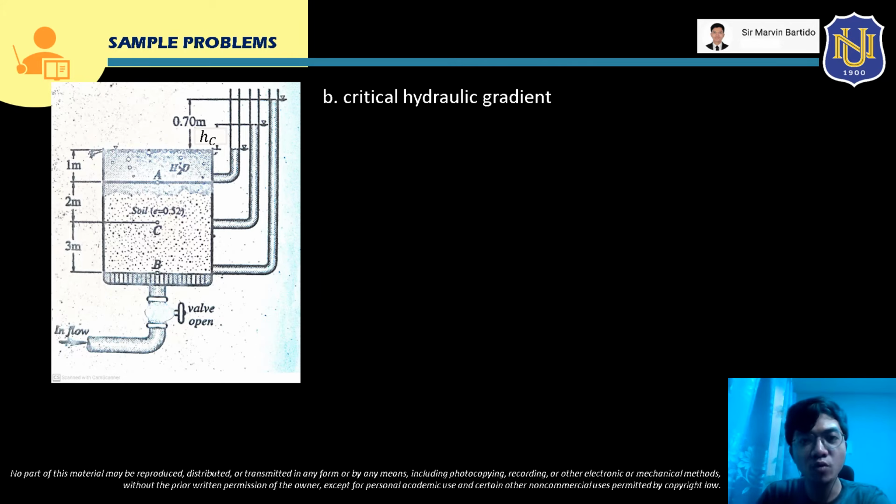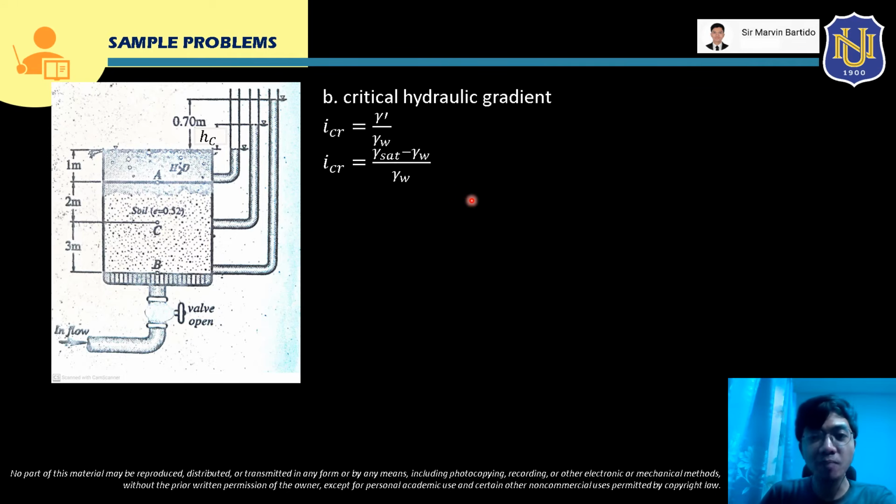Alright, for letter B, we are asked, class, to determine the critical hydraulic gradient. So, to determine the critical hydraulic gradient, let's just use yung formula natin, that is critical hydraulic gradient or I sub CR is equal to gamma prime over gamma water. Wherein yung gamma prime, yan, class, ay effective unit weight lang. Tapos yung gamma water is the unit weight of water, no?